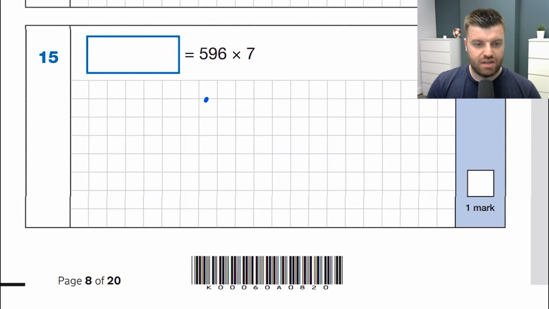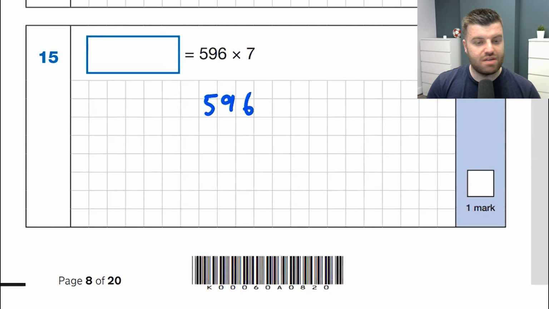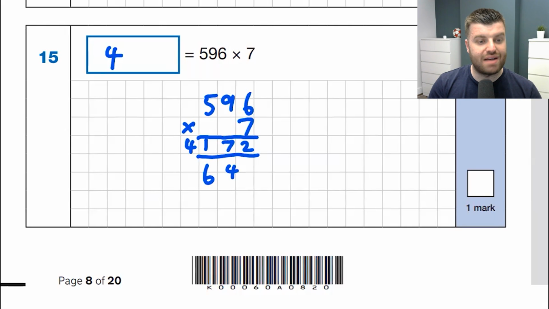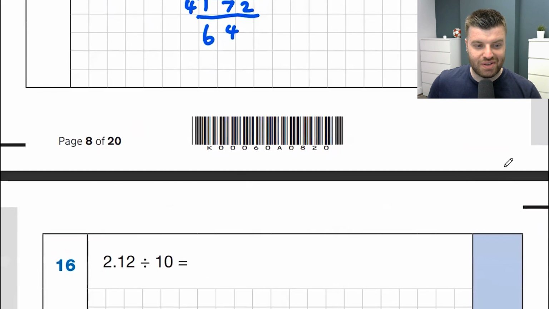596 multiplied by 7. Guys, these questions, if we know our times tables and we've seen how important they are so far, should be our bread and butter. This is just some short multiplication. 6 times 7 is 42. 9 times 7 is 63, plus the 4 tens I already have, so that's going to be 67. 7 times 5 is 35, plus the 6, I'm going to get 41 hundreds, which translates to 4,172. Let's take a look at question 16.